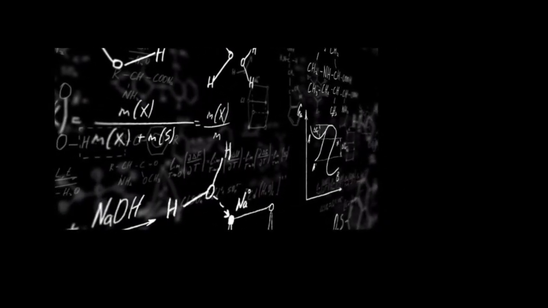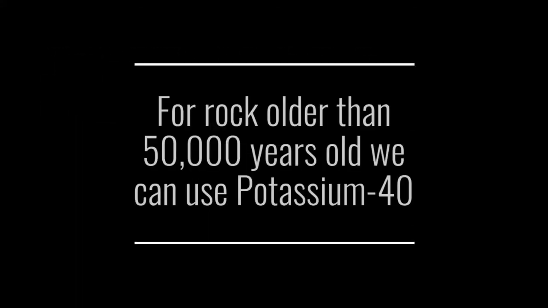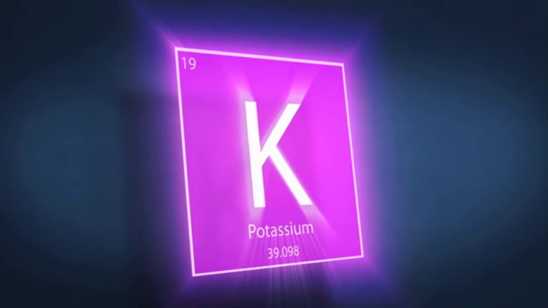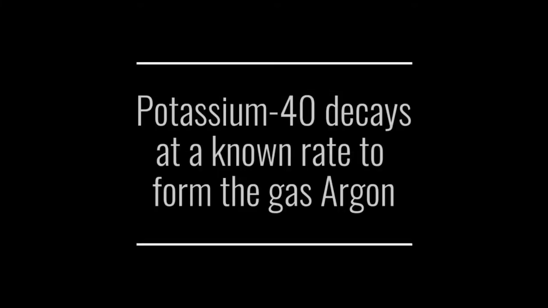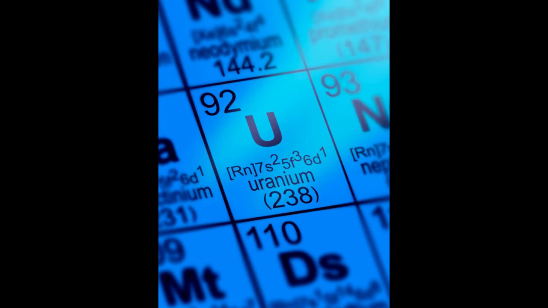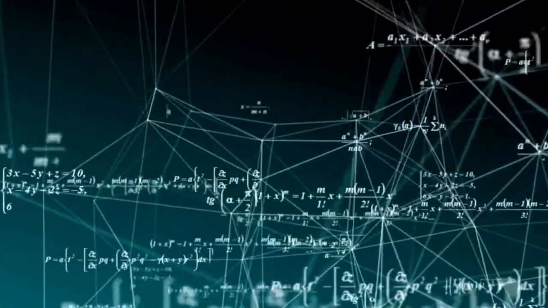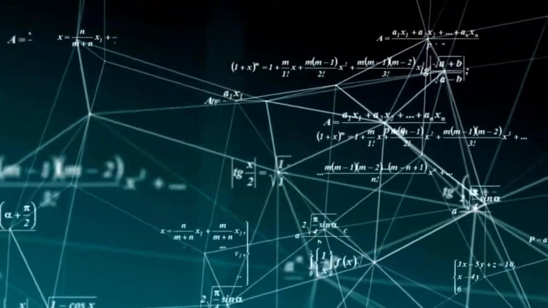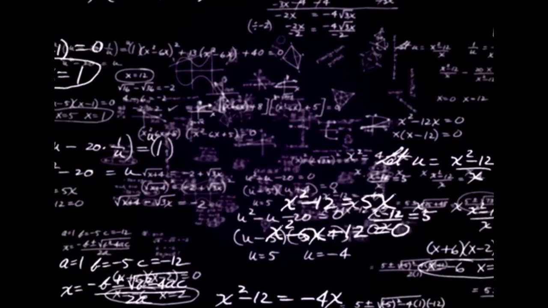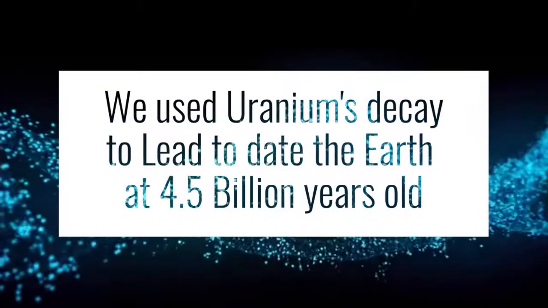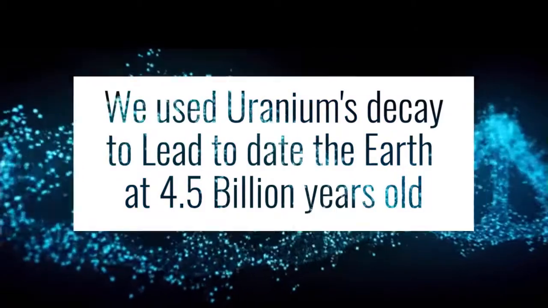For rocks older than 50,000 years, we use other isotopes that have slower decay rates. So we use potassium-40, which we know decays at a known rate to form the gas argon. And we use uranium for older rocks. We used the atomic clock of uranium to date the Earth because uranium breaks down to lead over time. And that's how we calculated that our Earth is 4.5 billion years old.